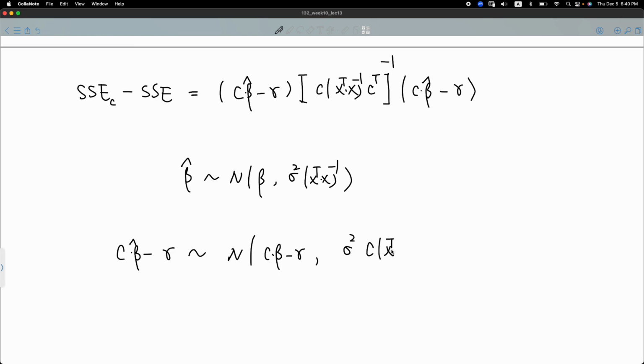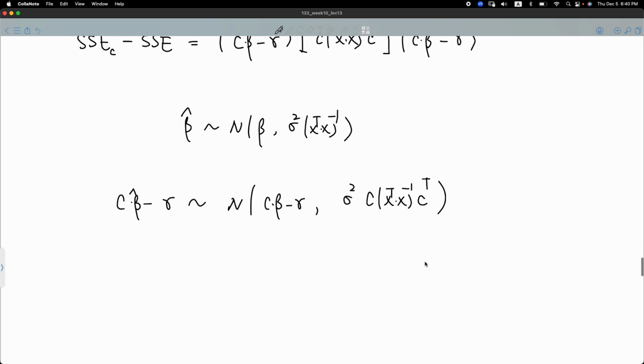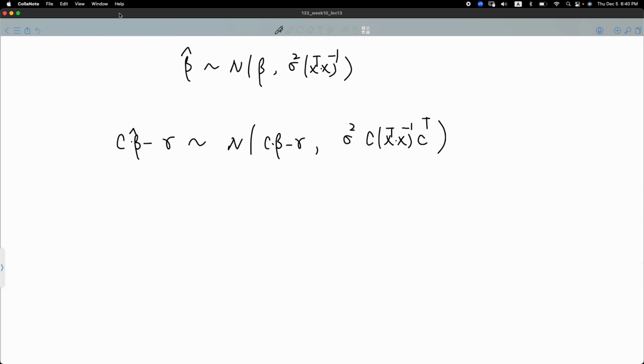C x transpose x inverse C transpose. Okay. So now that we know that this is this distribution, or the C beta minus gamma following this distribution, and then now we can discuss the null hypothesis. So you want to test whether, let's say, particular features are related or not. For example, like the second gene or the fifth gene are related or not.